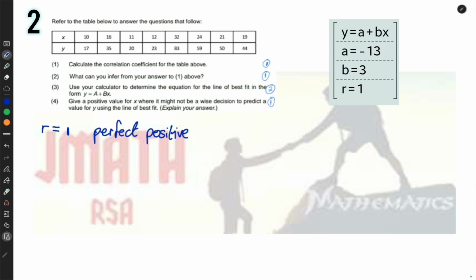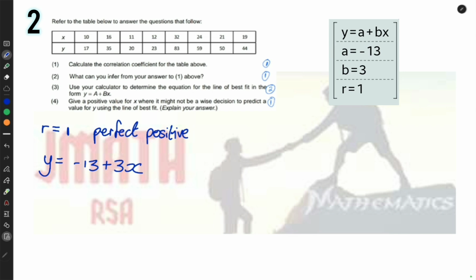And what that means is every X and Y increases at the same amount. So therefore I can draw a straight line that goes through all of the dots. If it is 0.95, it goes through most of the dots, but not all of them. So this is the perfect correlation. Use your calculator to determine the equation of the line of best fit in that form. So you can then just go and follow the steps again to get the A value and the B value, but in this case, it would be Y is equal to minus 13 plus 3x.